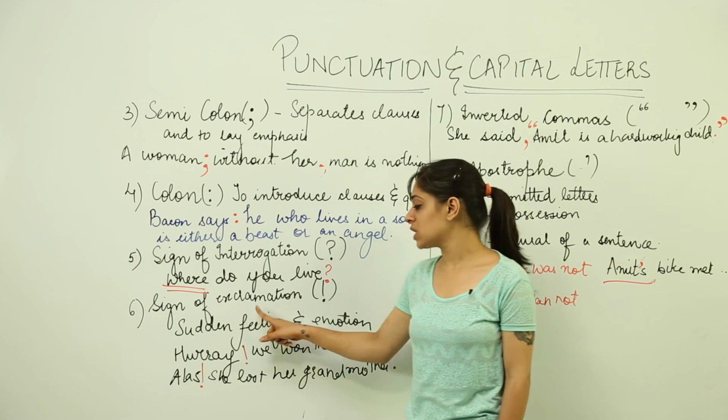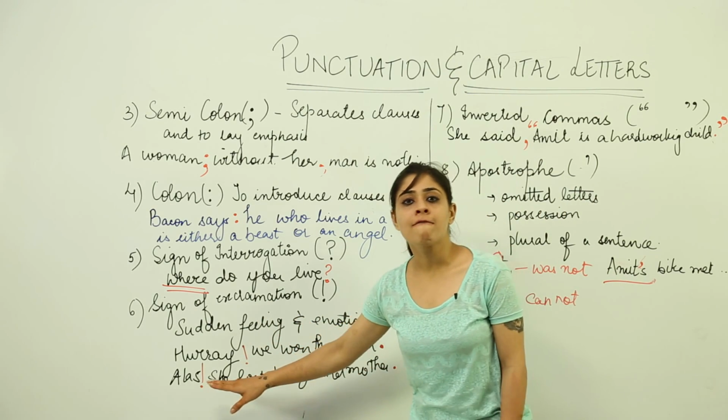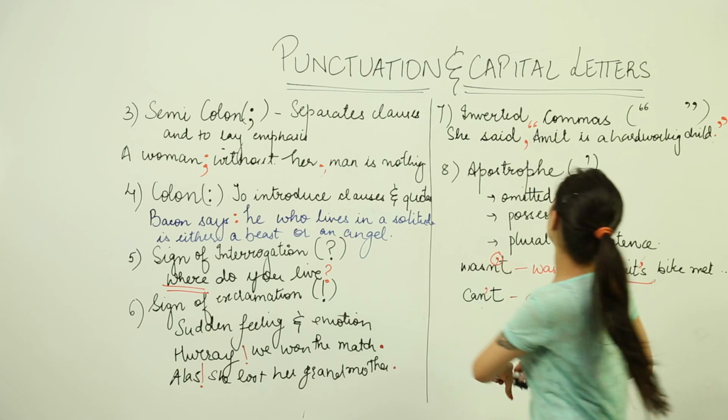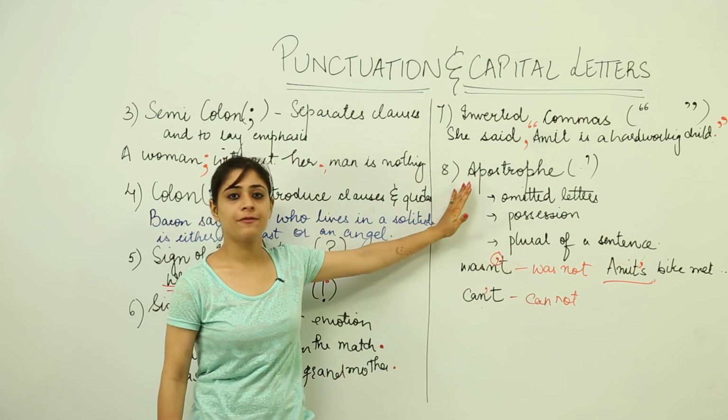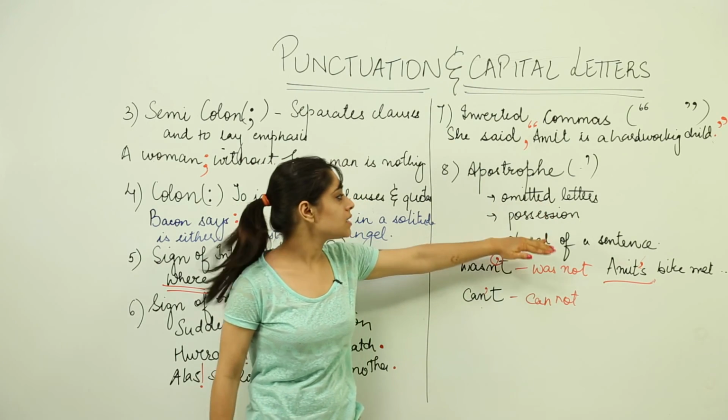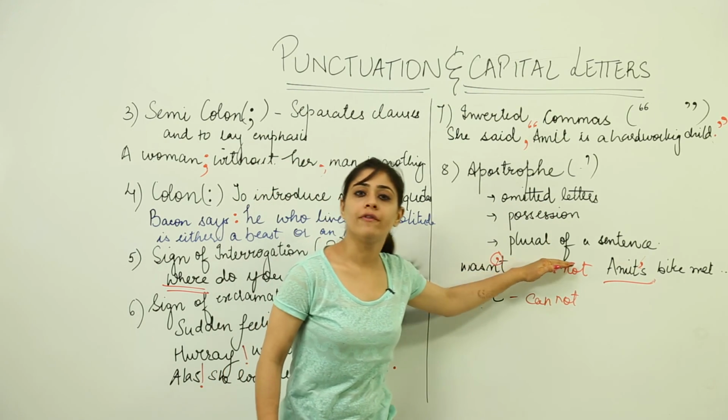Sign of exclamation is generally used after sudden feelings. Inverted commas, always used in a direct speech. Apostrophe, either used in omitted letters, possession, or plural of a sentence.